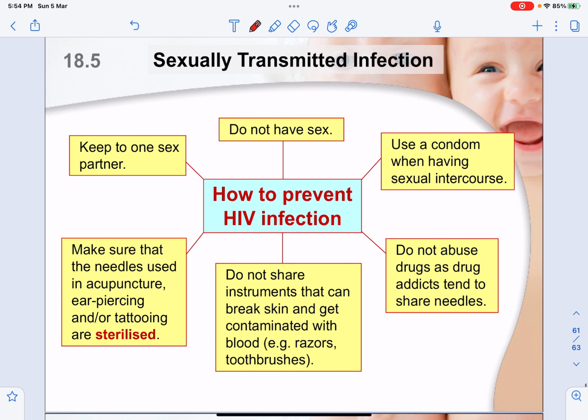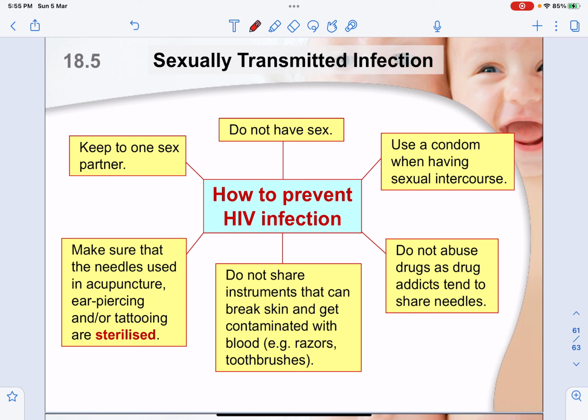Now, how do we go about preventing HIV infection? This may come out as an essay question. Do not have sex. That means you practice sex abstinence. Keep to one sexual partner. Use a condom when having sexual intercourse.